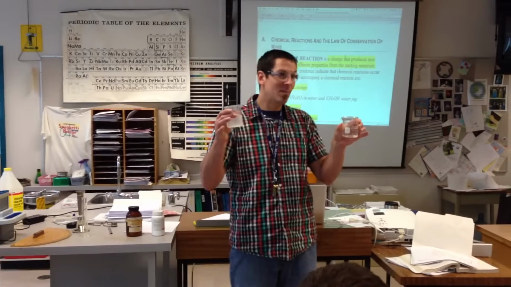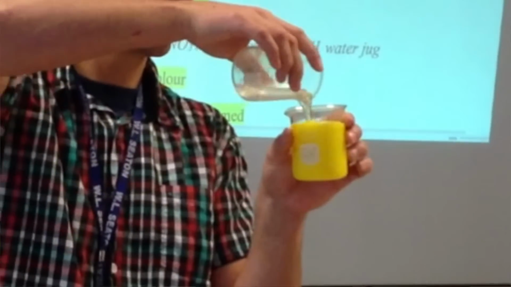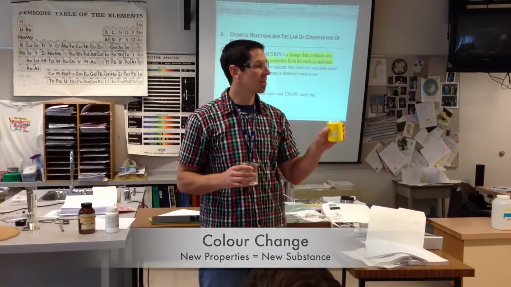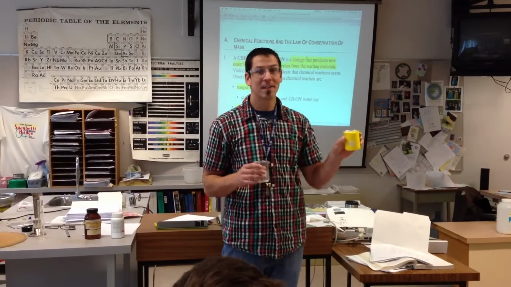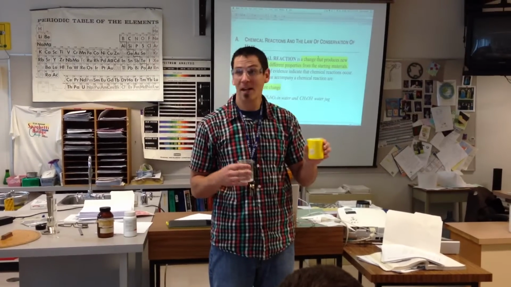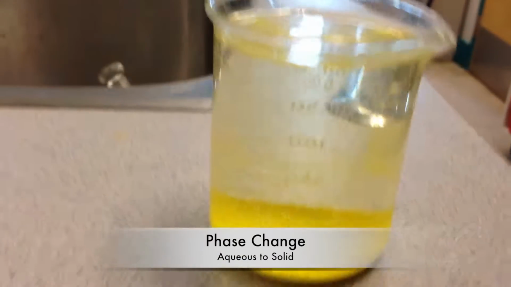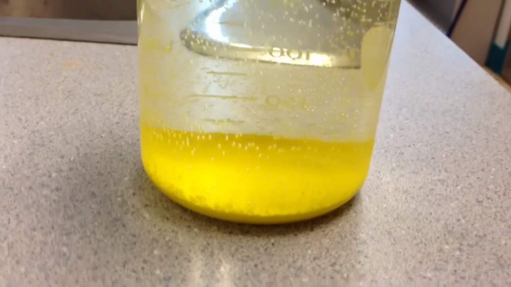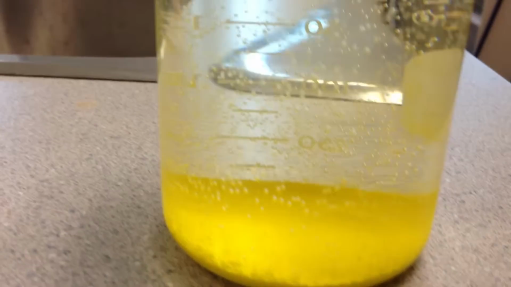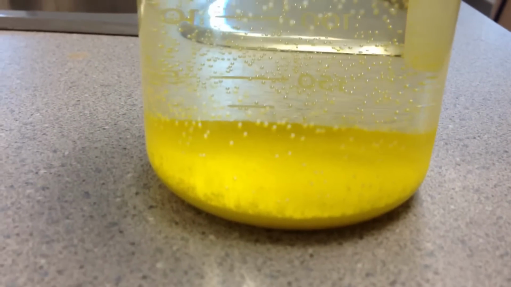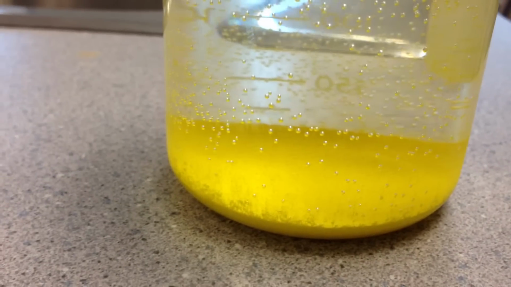And maybe you can figure out if it's a chemical change or not based on color change. Okay? And so we made a new substance here. Does it have new properties? Yeah. Okay? It's got a new color. We also changed phase here. We went from a solution to a suspension. So the yellow material is actually solid. That's falling to the bottom of the container.